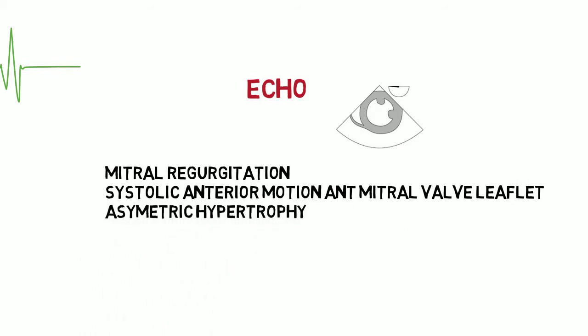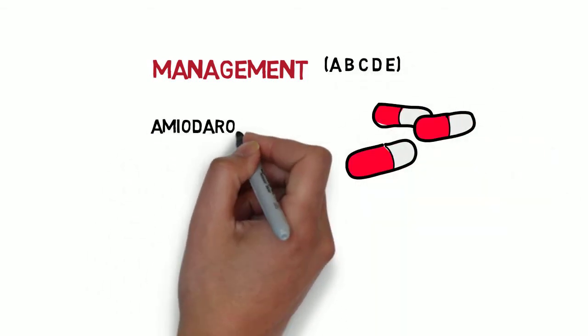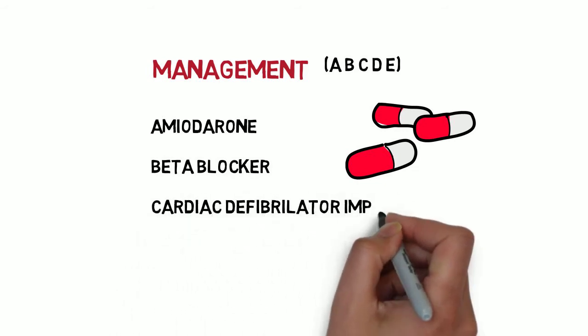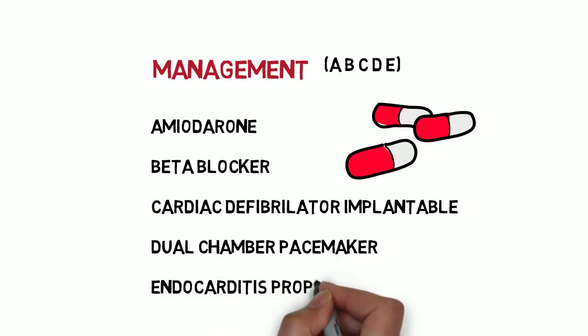Now, how to manage the disease? The management is A, B, C, D, and E. Here A stands for amiodarone, B stands for beta blocker, C is implantable cardiac defibrillator, D for dual chamber pacemaker, and E for endocarditis prophylaxis.